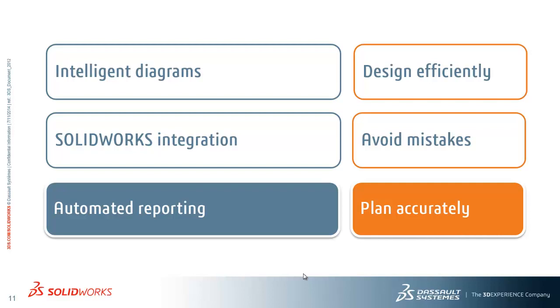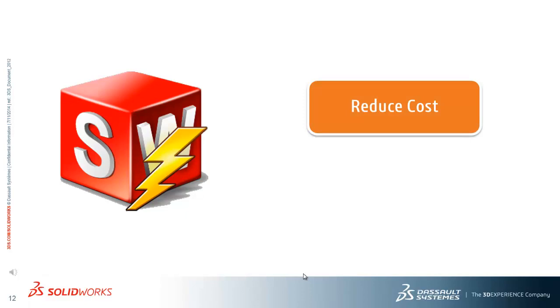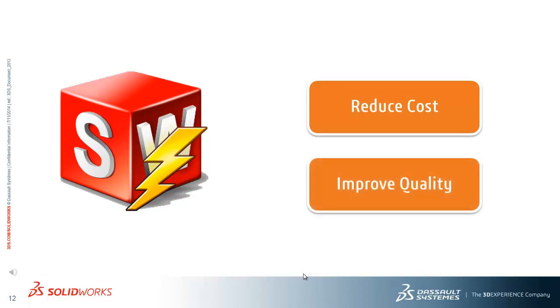So in summary, you have intelligent diagrams in SolidWorks Electrical, your connection to SolidWorks on the mechanical side, and automated reporting. Ultimately, SolidWorks Electrical for P&ID diagrams and piping systems help you reduce cost and improve the quality of your designs.